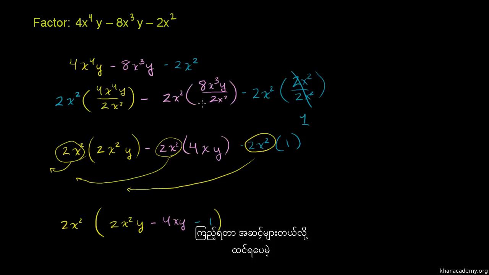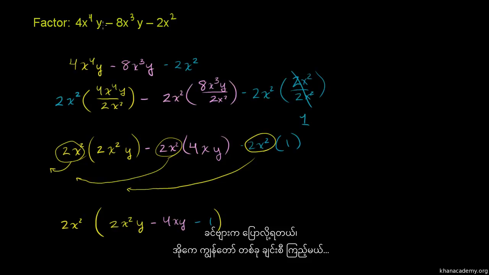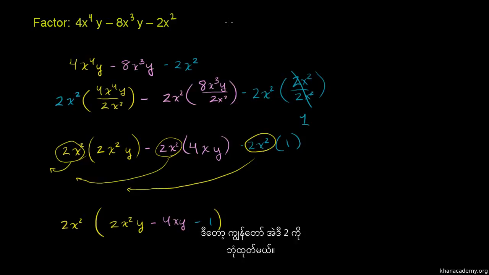Now, it looks like we did a lot of steps. And the reason why I went through great pains to show you exactly what we're doing is so you know exactly what we're doing. In the future, you might be able to do this a little bit quicker. You might be able to do many of the steps in your head. You might say, okay, let me look at each of these. Well, the biggest coefficient that divides all of these is a 2. So let me factor 2 out. Well, all of these are divisible by x squared. That's the largest degree of x. Let me factor an x squared out. And this one doesn't have a y, so I can't factor a y out.